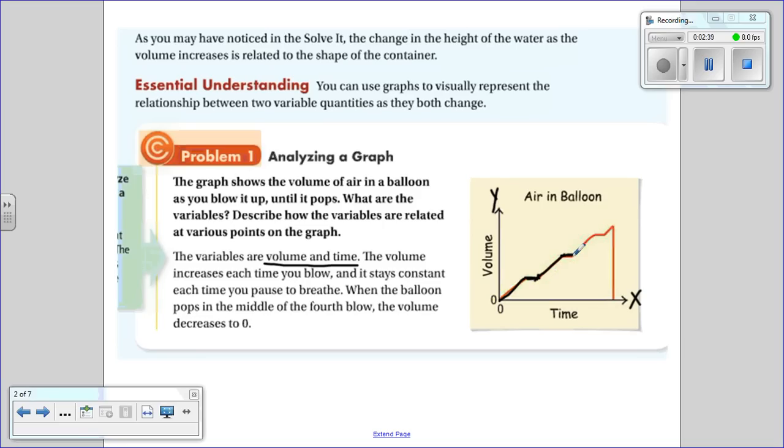And then you blow again, and the air goes up. And then you catch your breath. And then you blow again. And why does it take a drastic shot down? Well, because the balloon blew up, and now all the volume in the balloon left. And so it goes straight down to zero because it goes really quickly. So this is in the middle of the fourth blow. So here's your first blow, second, third, and in the middle of this fourth one, the balloon pops. And so this is an explanation of what's going on in the graph.